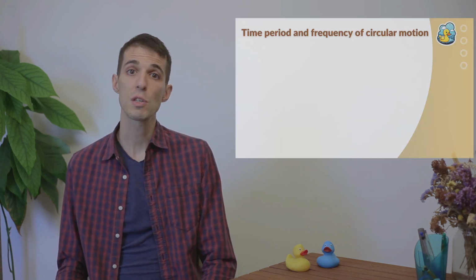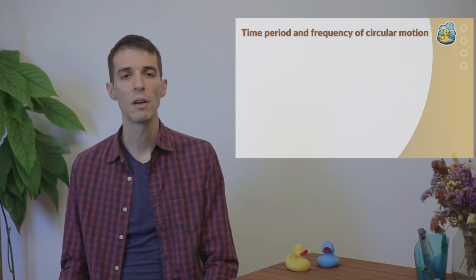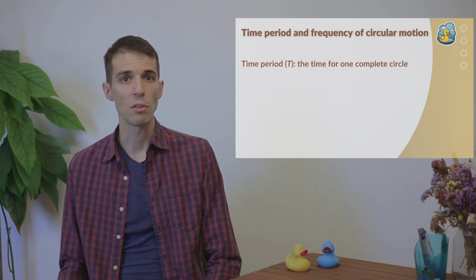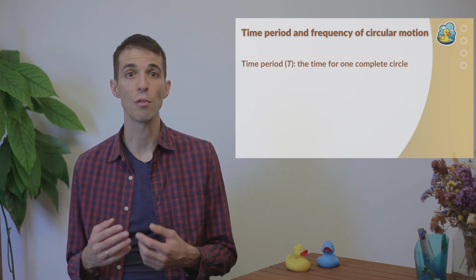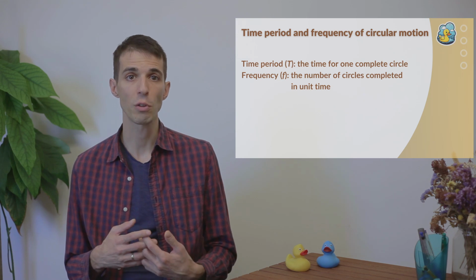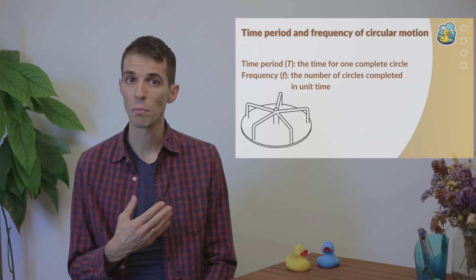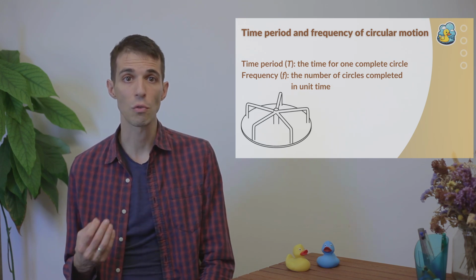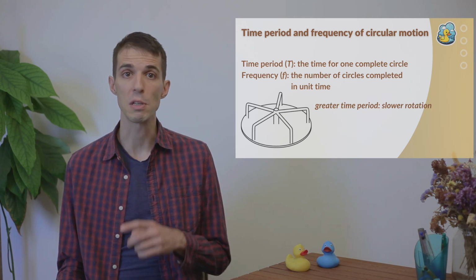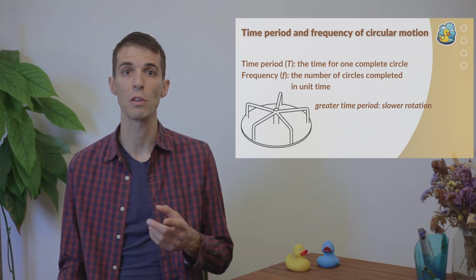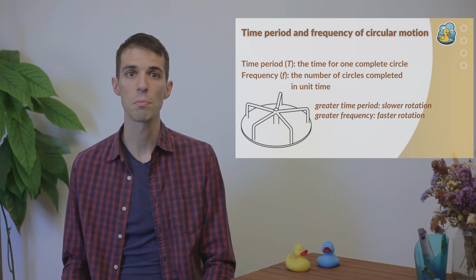Now let's introduce the time period, T, and frequency, f. The time period, capital T, is the amount of time it takes for one complete rotation, and the frequency is how many full rotations happen in 1 second. Imagine a merry-go-round. If it takes 3 seconds to complete one full turn, that's the time period. But if it speeds up and completes 2 full turns in those same 3 seconds, its frequency has increased.